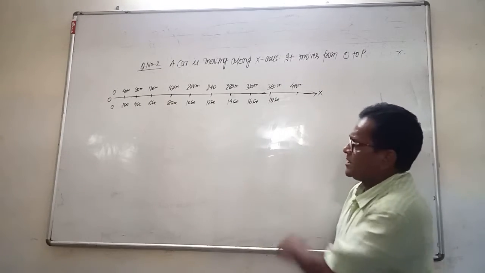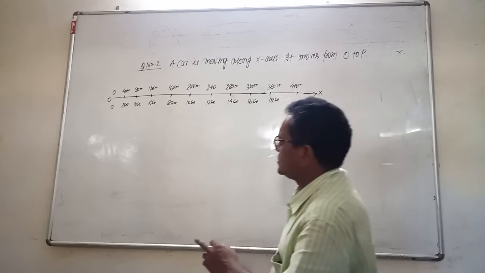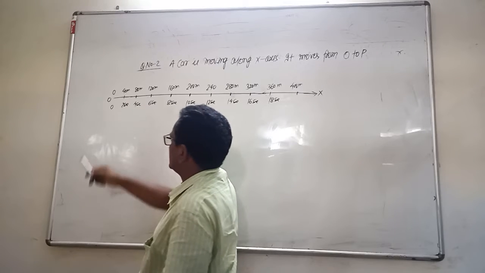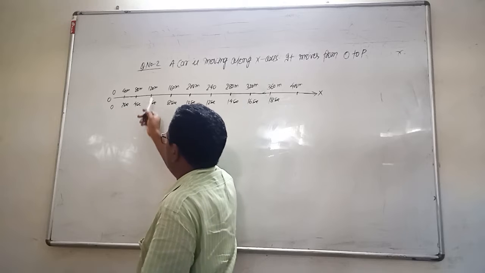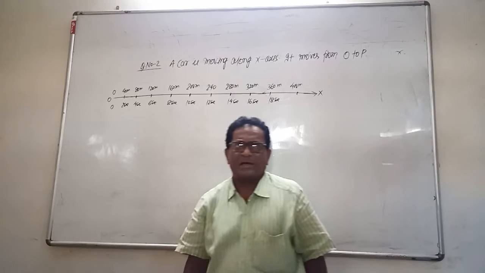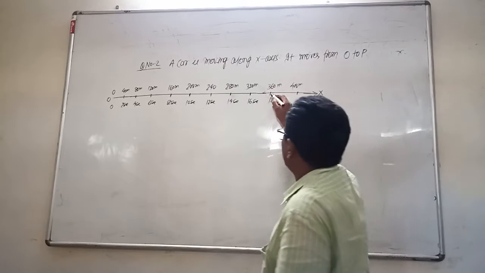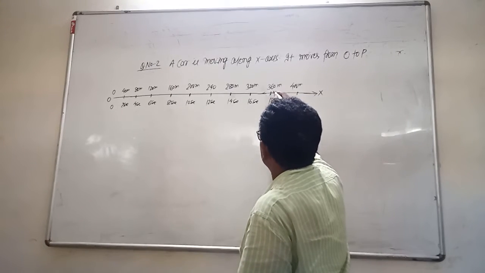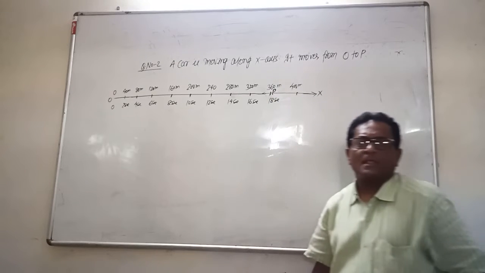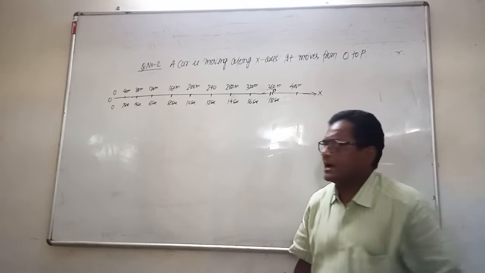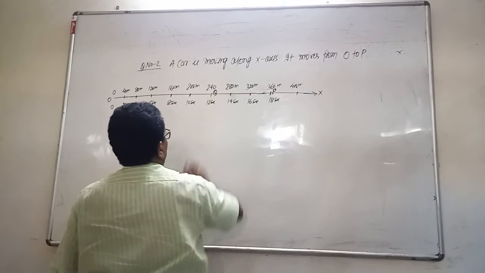In going from 0 meter to 40 meter, it takes 2 seconds. From 0 to 80 meter, it takes a total of 6 seconds. From 0 to 120 meter, it takes 12 seconds. And the point P is situated at this point. This point is P. And there is another point at 12 seconds. This point is called Q.